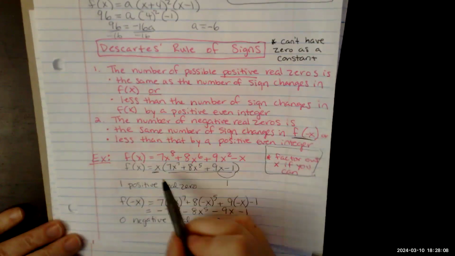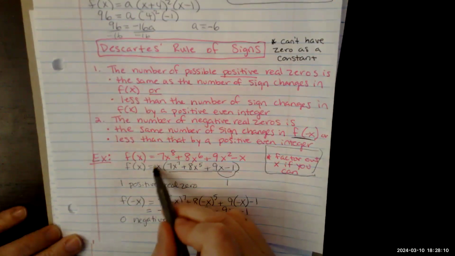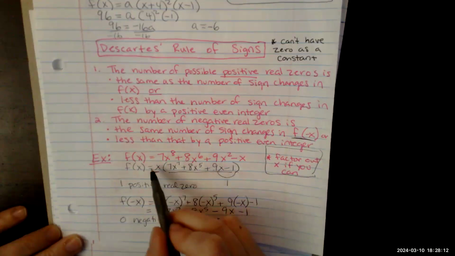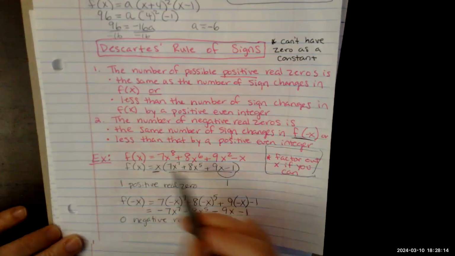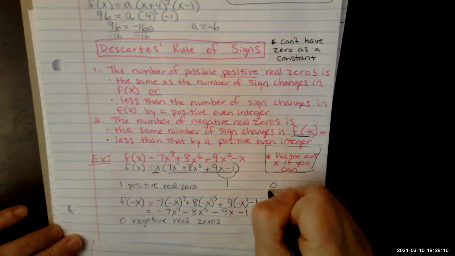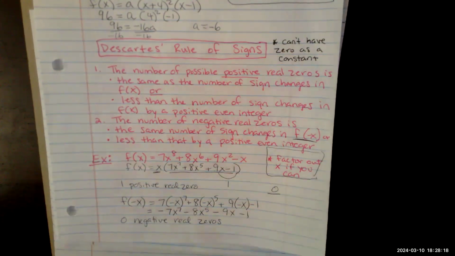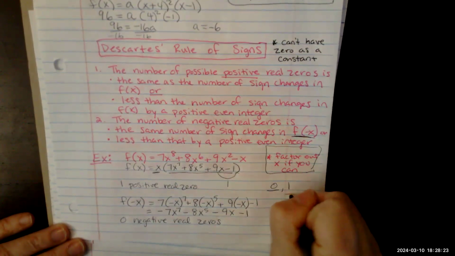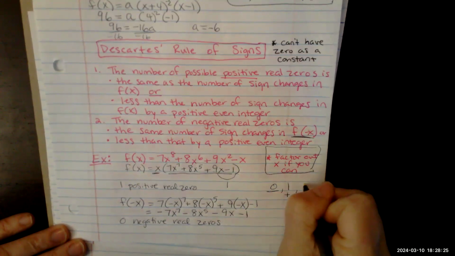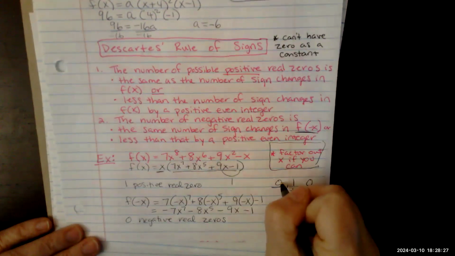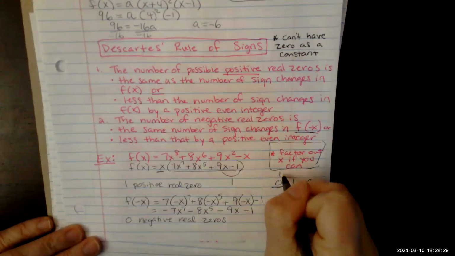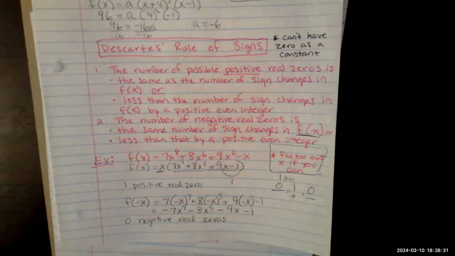So I already know one of my zeros is 0, because when I pull this x out, if I set that equal to 0, I would have 0 as my answer. So I have one that's 0, and then I have one positive and I have no negatives. So this is 1, 0. So if they ask me how many positives or negatives I have, that's what we have.